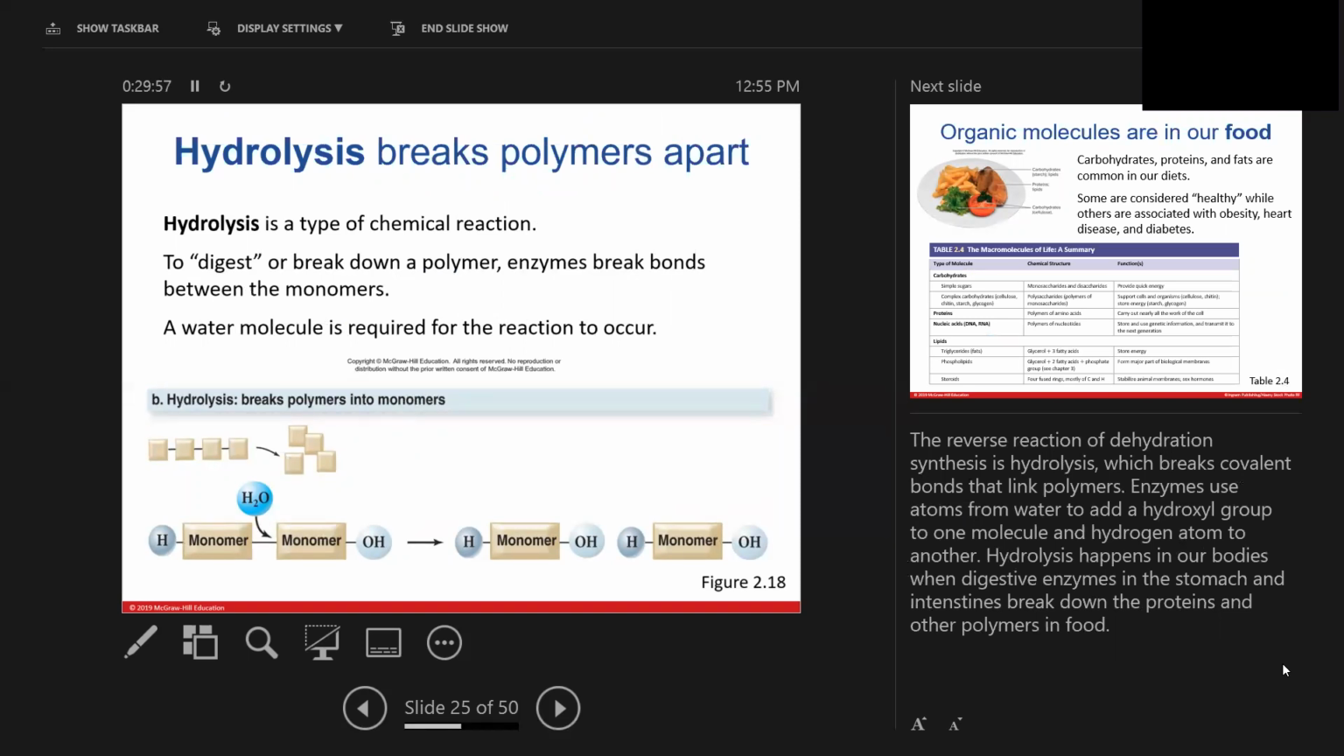And then you have hydrolysis, which is going to break polymers up into monomers. Hydrolysis is, again, another type of chemical reaction. This is used to digest or break down polymers, and the enzymes that break bonds between monomers are considered hydrolytic enzymes. And when you do this, it actually takes a water molecule brought into that reaction. It's hydrolysis: water cutting. Does that make a little bit more sense?